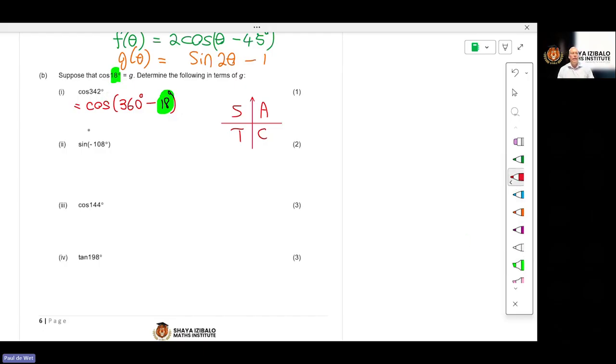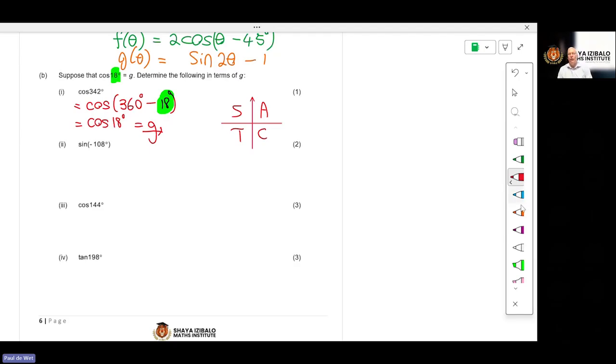Which quadrant are we in here? We're in quadrant 4, that's fine. And so this is going to be exactly the same as the cos of 18. And as you said, that is just going to be the same as g, not g degrees, just g. Okay.